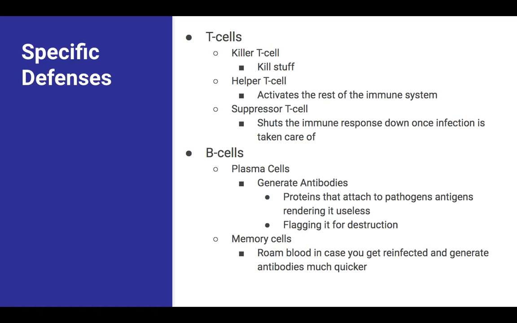Your B cells, like I said, come in two different types. You've got plasma and memory cells. Plasma cells generate those antibodies, and antibodies are proteins that attach to pathogens, basically rendering them useless and flagging them for destruction. Memory cells are how your immune system remembers how to attack specific viruses or bacteria. So once we have memory cells, we're basically immune to ever getting infected by this type of pathogen again.